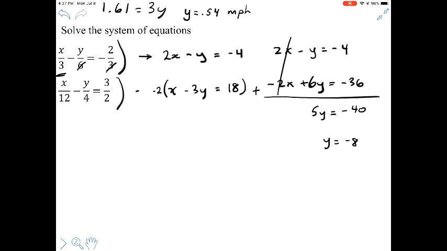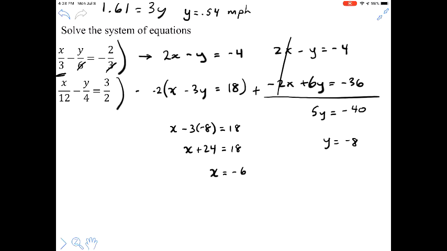So we're halfway there. To get x, I'm going to go ahead and use that equation right there. So x minus 3 times negative 8 was 18. So that does equal negative 6, doesn't it?